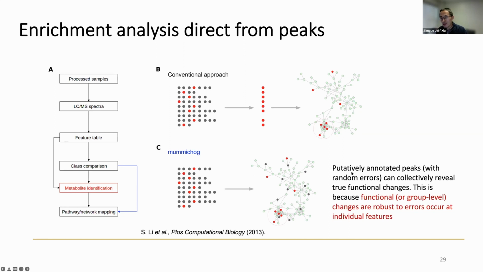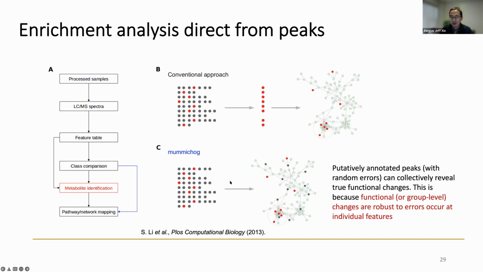So even for individual features there are errors, but as long as the error is random, they should collectively point to the right direction of the functional changes. So we know the functional or group level changes are robust to errors at individual features. Indeed, this makes sense, and during validation it seems to work well.